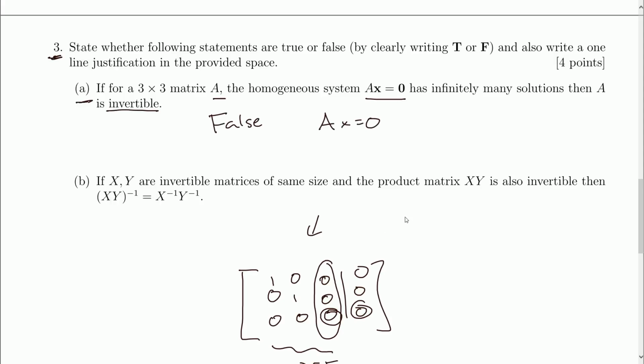AX = 0 has one solution exactly when A is invertible. Okay, it's a two-way street. If you're invertible, one solution. One solution, you're invertible. Okay?